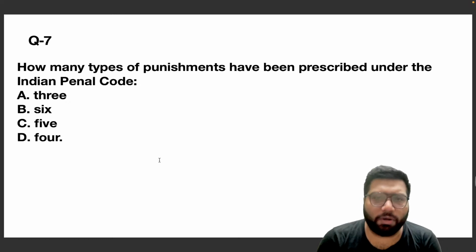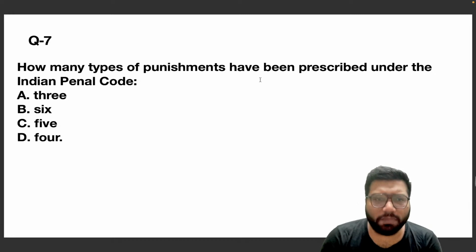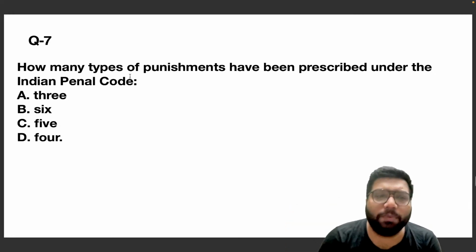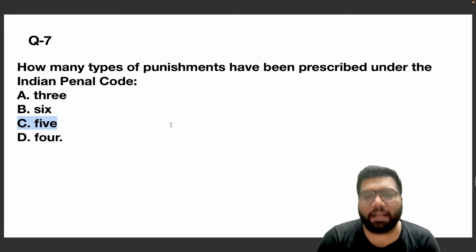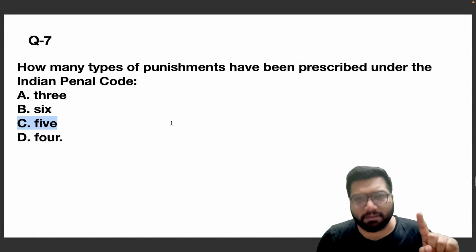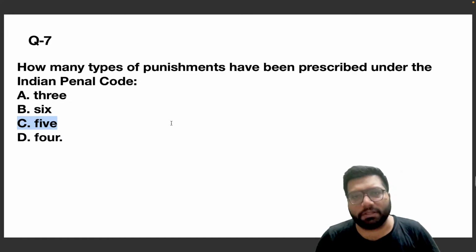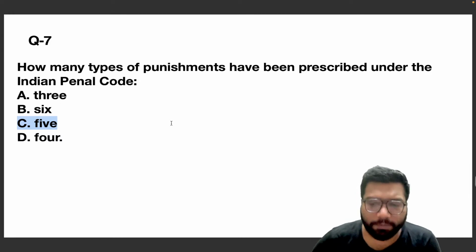Originally, if someone asks how many types of punishment under IPC, the answer is going to be 6 punishments. But currently, we have only 5 punishments. And if we want to name them, the first one is the capital punishment, that is death. The second one is imprisonment for life. Then simple imprisonment or rigorous imprisonment. Then it's your fine, and then the forfeiture of property. Next.